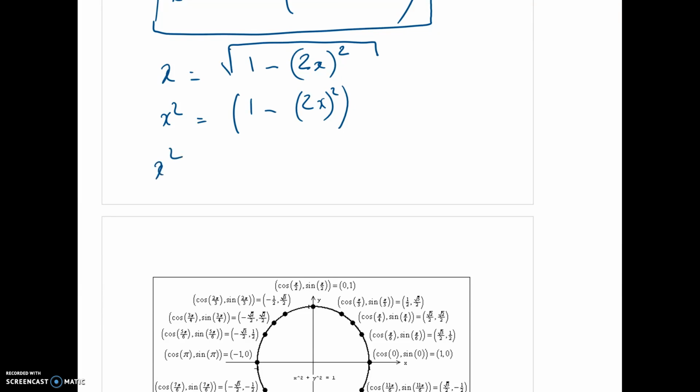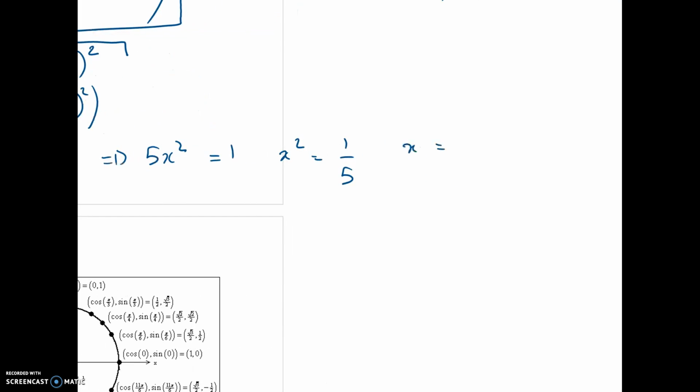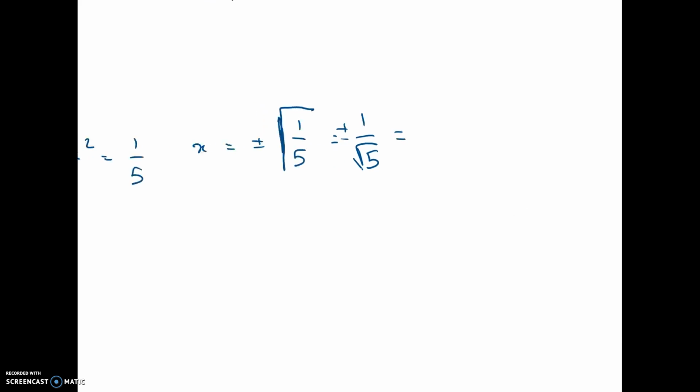Now I end up with x squared equal 1 minus 4x squared. Therefore, I end up with 5x squared equal 1. And so x squared equals 1 over 5. So we end up with x equal plus or minus the square root of 1 over 5, which is plus or minus 1 over square root of 5. And if I want to get rid of the square root of 5 in my denominator, I end up with plus or minus square root of 5 divided by 5. Okay, so I have two possible values.